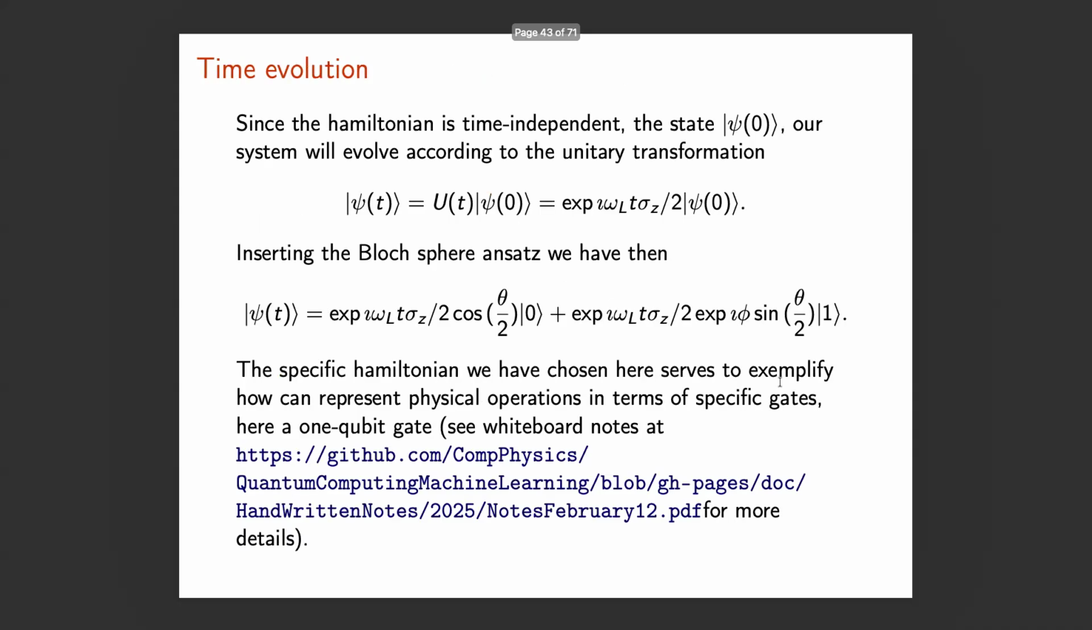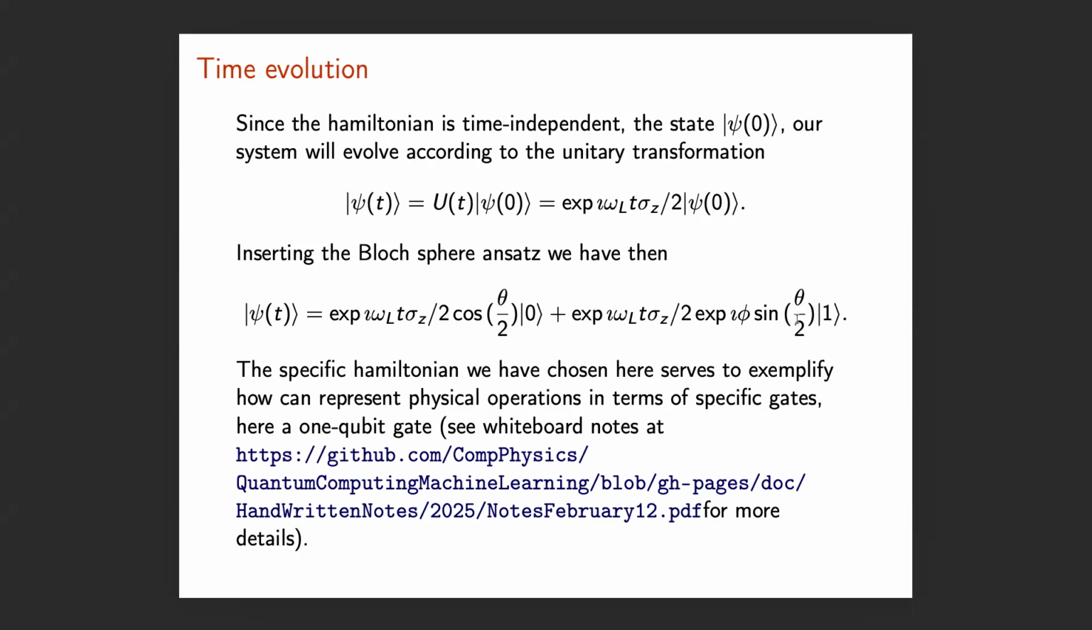Then the next step is actually to let the Hamiltonian evolve. And when you do that, you have this operation here on that state. And when you insert the Bloch sphere ansatz, then you get the state at the time t, which is now given by the Pauli Z matrices acting on this state and the Pauli Z matrix acting on this state.